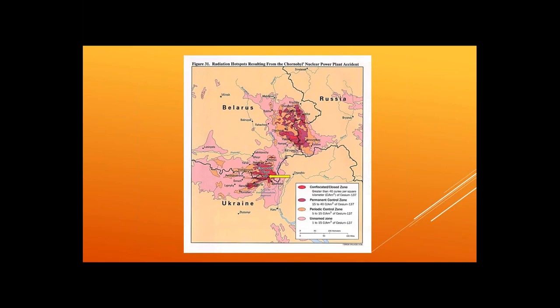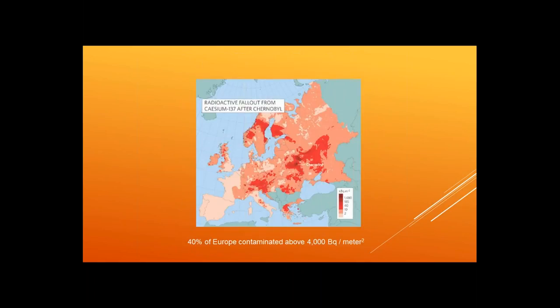Contamination spread throughout the neighboring countries. Two-thirds of the radioactivity went far and wide. It's expected that two-thirds of the long-term health impacts will be outside of the immediate area. It's just simply not possible to clean up such a mess. Prevention is the only cure.